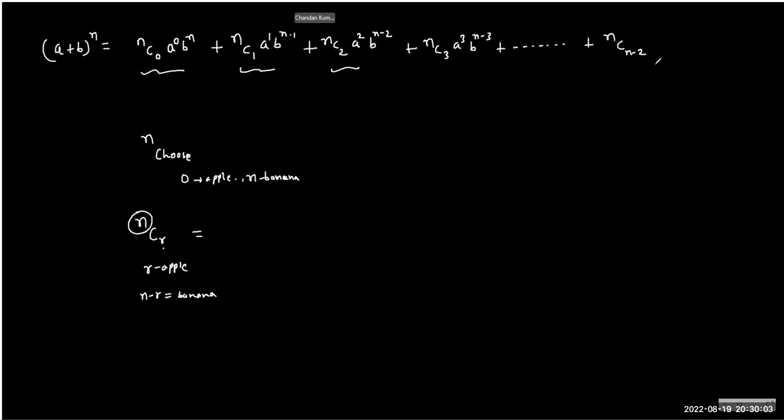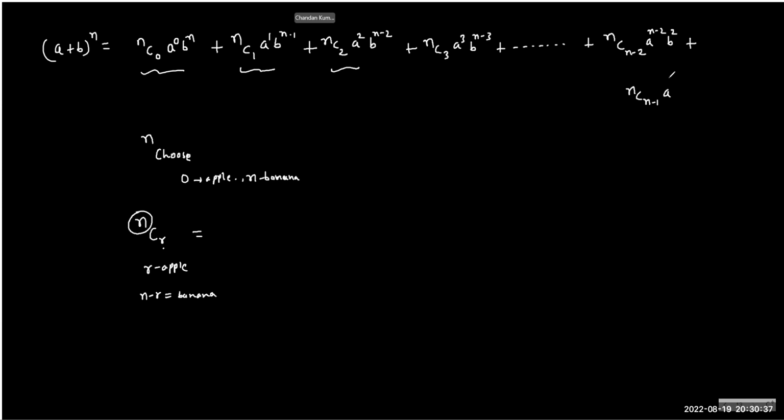What does it mean? How many apple do I have to pick now? N minus 2. So how many banana must I pick? Because the total is n, so how many banana? N minus (n minus 2), which is 2. Simple. If n minus 2 is apple, then I must pick 2 banana because I need to pick n objects in total. The next one will be NC(n minus 1).